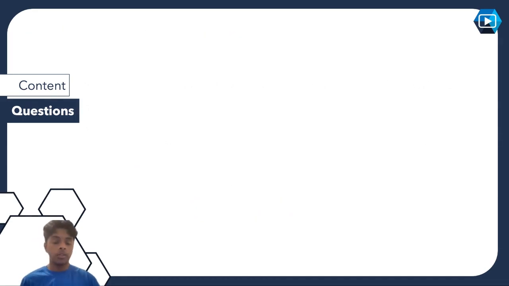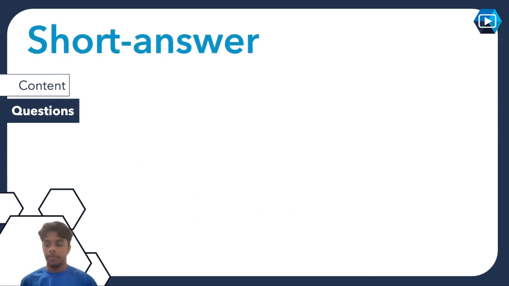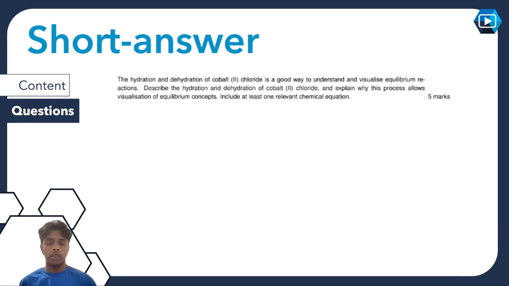All right, so now let's move on to some short answer questions. So the first question here is worth 5 marks, and it says, the hydration and dehydration of cobalt-2 chloride is a good way to understand and visualize equilibrium reactions. Describe the hydration and dehydration of cobalt-2 chloride and explain why this process allows the visualization of equilibrium concepts. Include at least one relevant chemical equation.